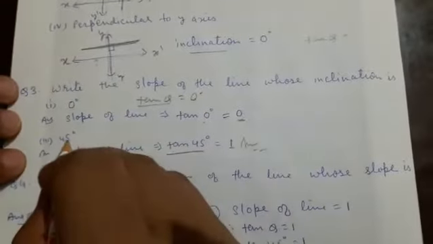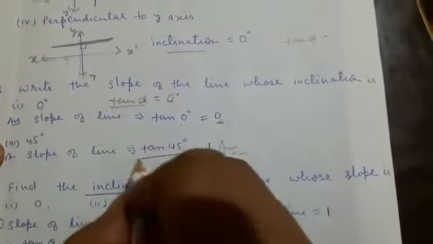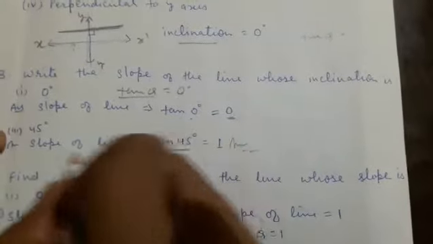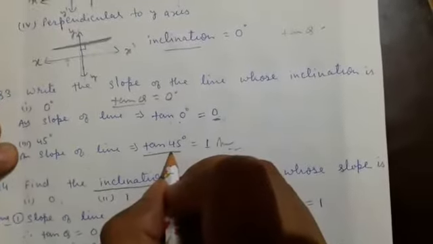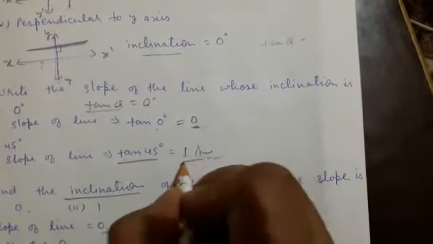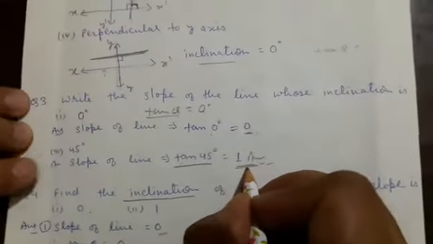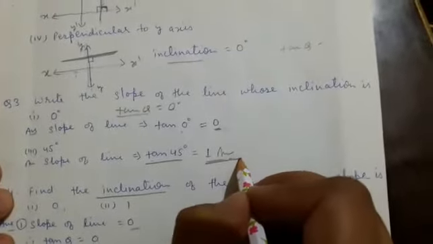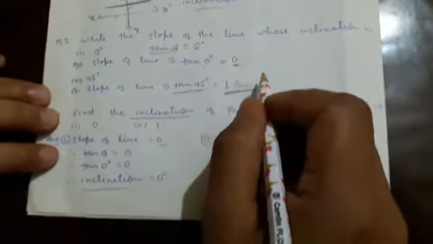Now, the slope of a line with inclination 45 degrees, what will be the slope? Here we write 45 degrees in place of theta. Tan 45 degrees is equal to 1. The value of tan 45 is equal to 1. Therefore, the slope will be 1. Remember one thing: to represent the slope, we have to write a number. But for inclination, we always have to represent it in degrees.